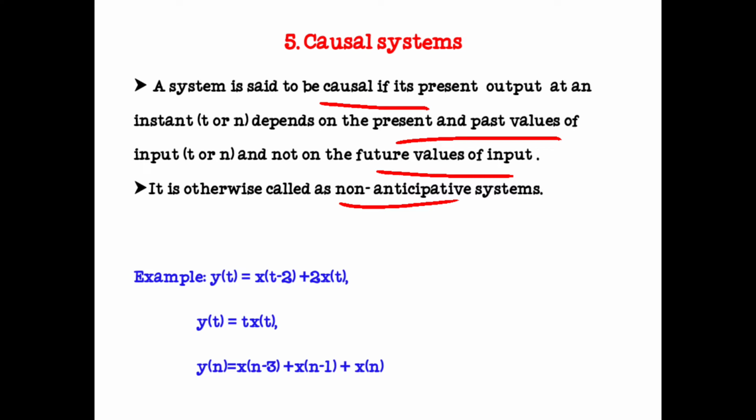Example, y of t equal to x of t minus 2. So t minus 2 is past and 2 into x of t is present. So y of t equal to t x of t. Y of n equal to x of n minus 3. N minus 3 is a past input. X of n minus 1 is again a past input, plus x of n will be a present input. Okay. So the other name of causal system is non-anticipative system.